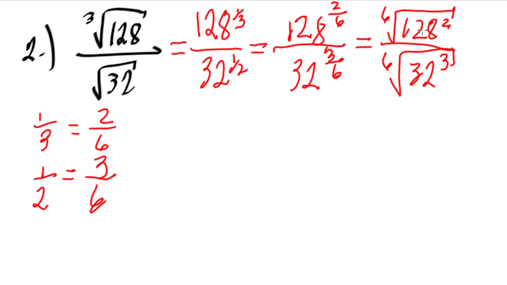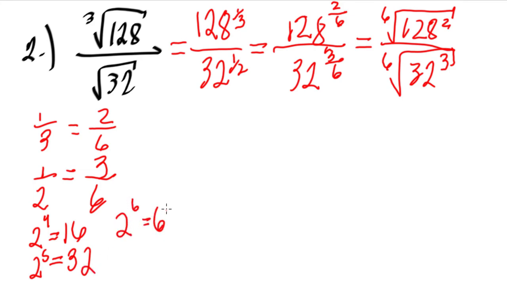Let's find the smallest base which is a perfect power of both 32 and 128. Actually, we know that as 2, since 2 to the fourth is 16 from the previous example. 2 raised to 5 is going to give us 32. 2 raised to 6 is going to give us 64. 2 raised to 7 is twice 64, which is 128. I think that will be enough for this number 2, because 128 is 2 raised to 7, and 32 is 2 raised to 5.